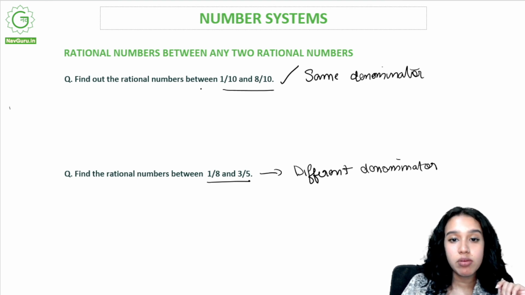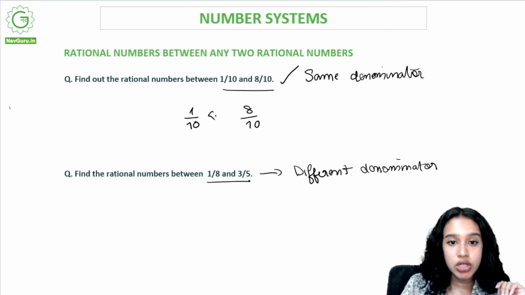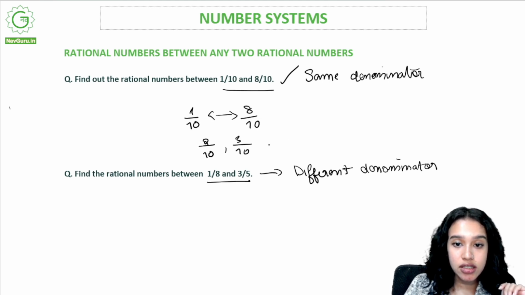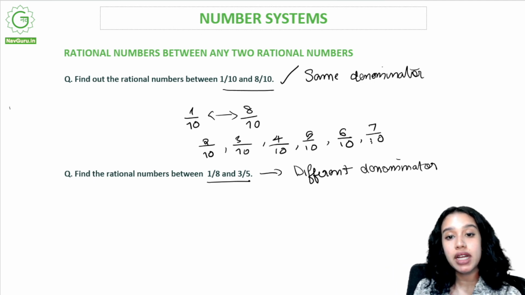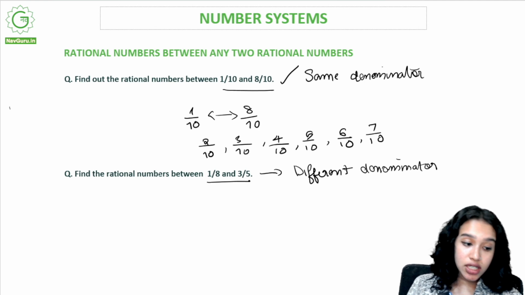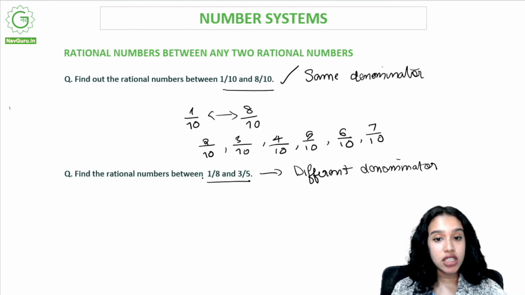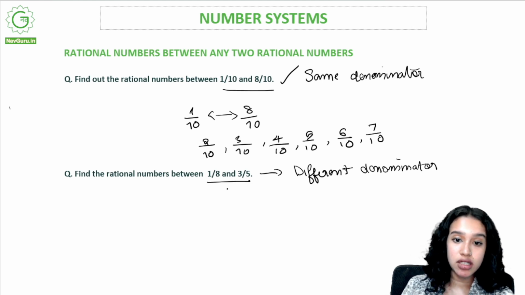So what do we do with the numbers with the same denominator? If we say it's 1 by 10 and 8 by 10, we could say the numbers between them are 2 by 10, 3 by 10, 4 by 10, 5 by 10, 6 by 10, 7 by 10. These are the numbers between 1 by 10 and 8 by 10. But how would we find the rational numbers between 1 by 8 and 3 by 5? Because these have different denominators.